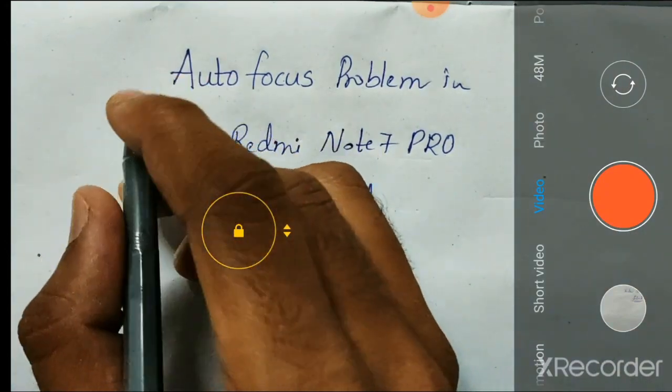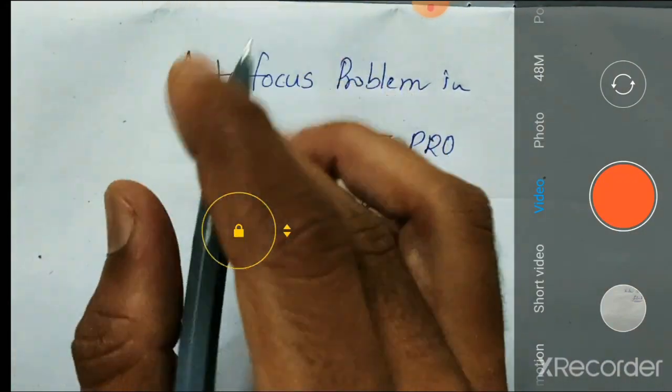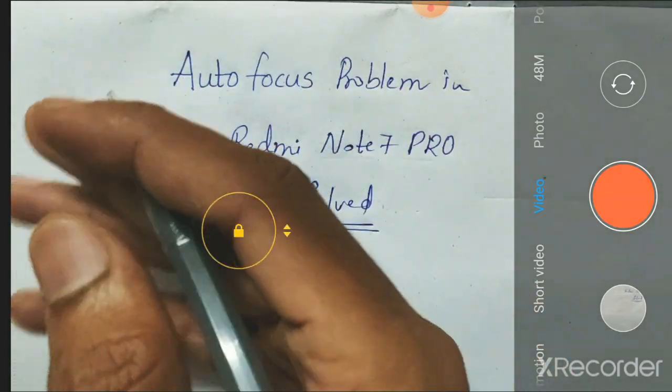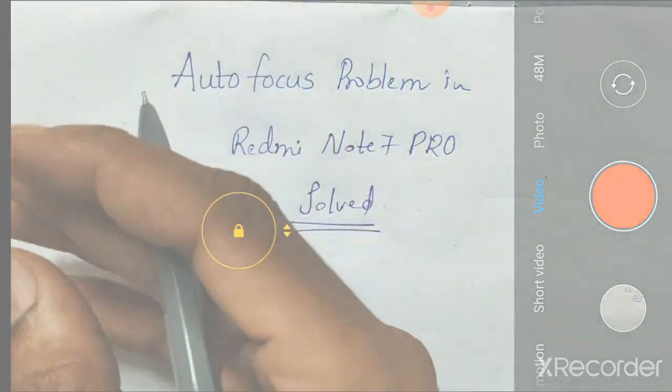So this is the procedure. The same thing, in fact, after doing this kind of setting, you try with Google Meet online class, and let us see if any problem is there.